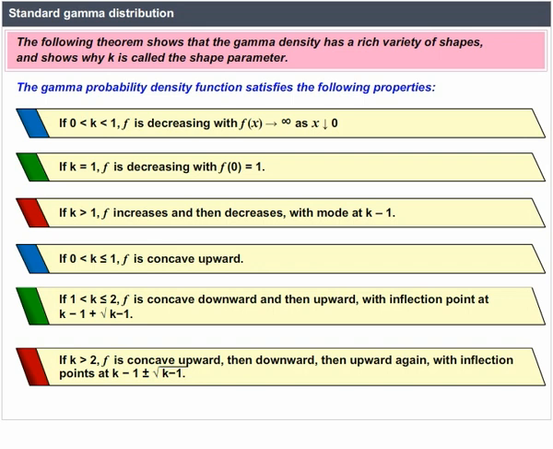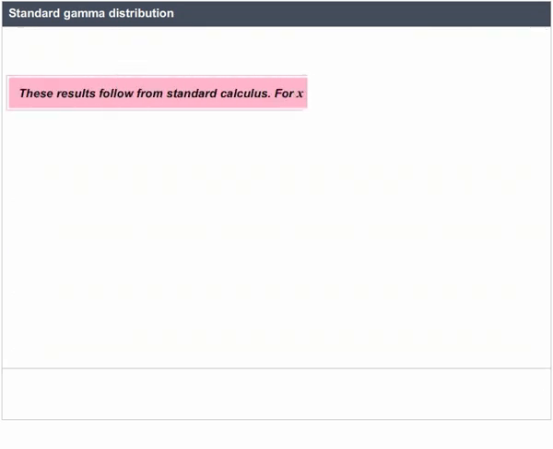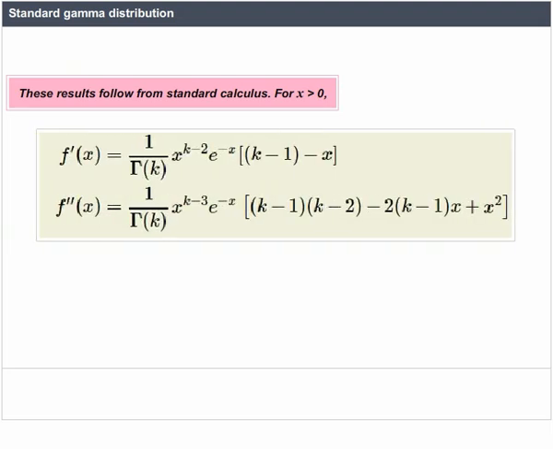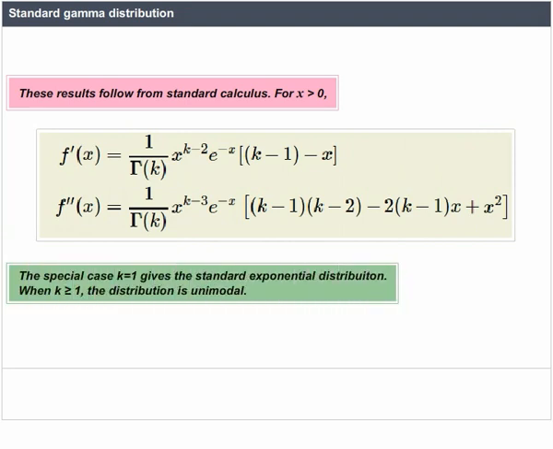These results follow from standard calculus for x > 0. f'(x) = (1/Γ(k)) x^(k-2) e^(-x) (k - 1 - x). f''(x) = (1/Γ(k)) x^(k-3) e^(-x) [(k - 1)(k - 2) - 2(k - 1)x + x²]. The special case k = 1 gives a standard exponential distribution. When k ≥ 1, the distribution is unimodal.